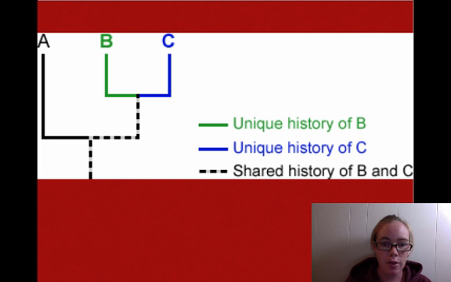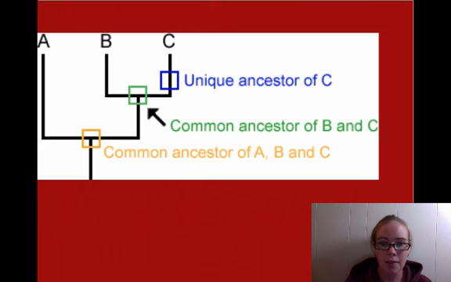Let's take a look at it another way. The blue line represents the unique history of the species C. The green line is the unique history of the species B. And the dashed line is the unique history of both B and C. Here's another way to look at the same thing. We can see the ancestor of C, the common ancestor of B and C, and the common ancestor of all the species listed.